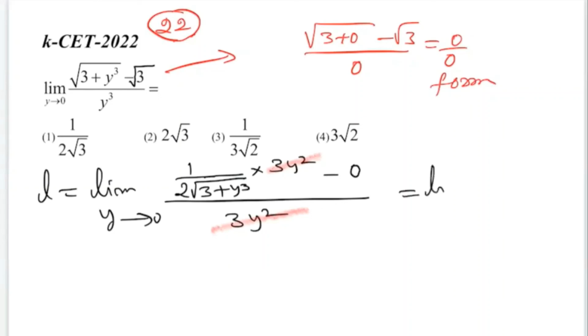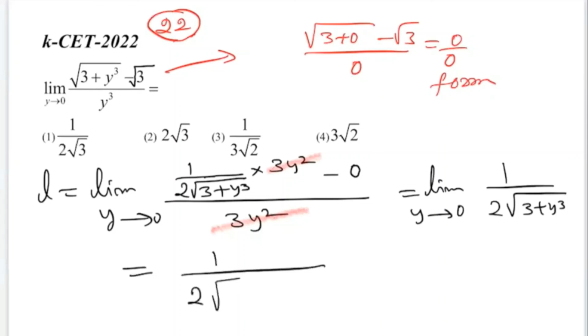Now limit of 1 upon 2 times root of 3 plus y cube as y tends to 0. Just replace y by 0. You get a definite value, that is 1 upon 2 root 3. So that is the value of the given limit. So the correct option is the first option.